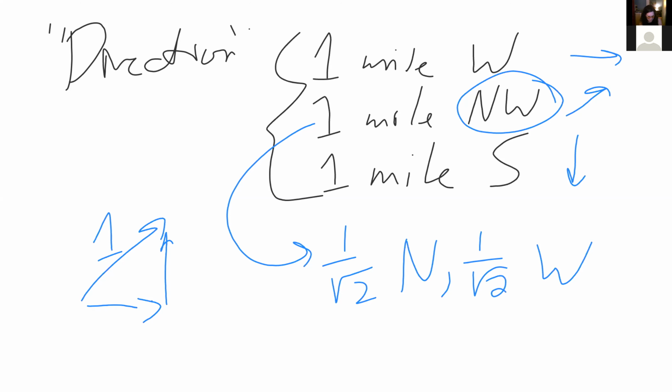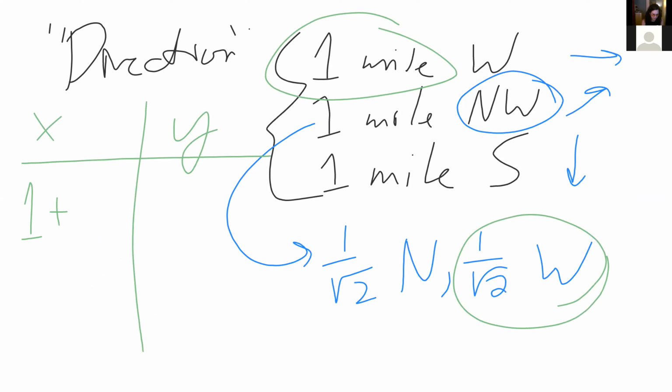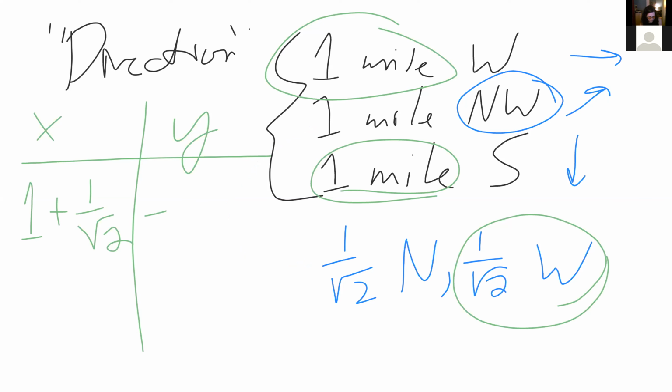And then once you have this, you can just sum together. You could do it as we usually do, like the x and the y. So for the x, I have that 1 mile west right here, so that would be a 1. And then I'd add this 1 mile west, or 1 over root 2. So it'd be 1 plus 1 over root 2. And then for the y, I have this 1 mile south, since we're going negative y direction there. That would be a -1. And then I would have this 1 over root 2 north, so I just add 1 over root 2.